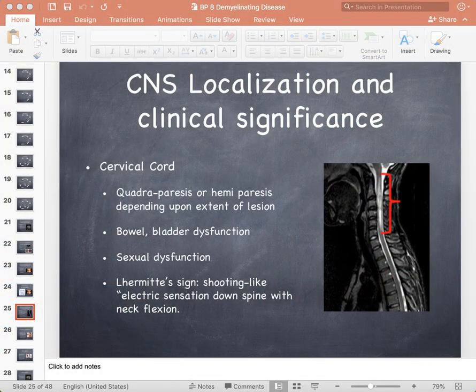Exactly why that occurs is not something that's known, at least to me, but it is a classic sign of dorsal column involvement. It's not specific for demyelinating disease at all. You can see that in neurosyphilis and essentially anything else that affects it. It's really a marker of dorsal column pathology, but it's quite common in MS.